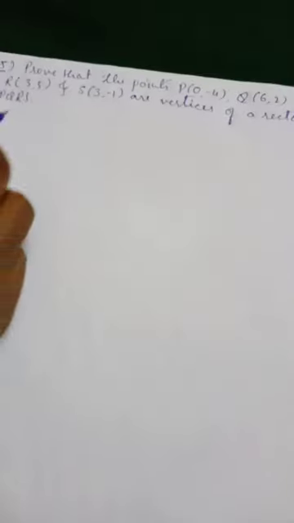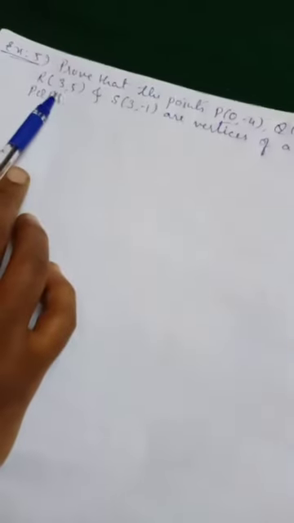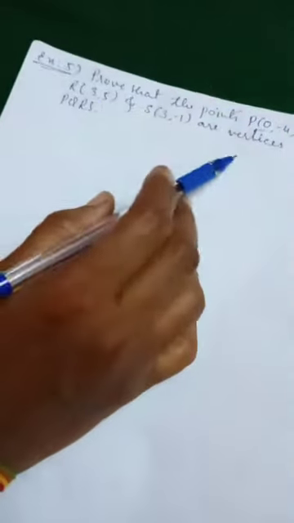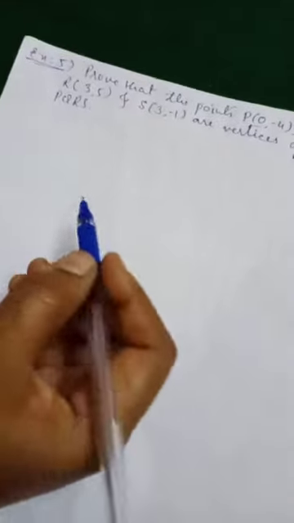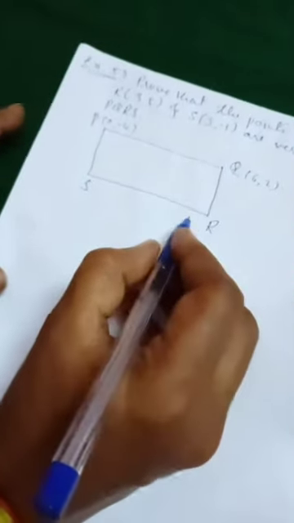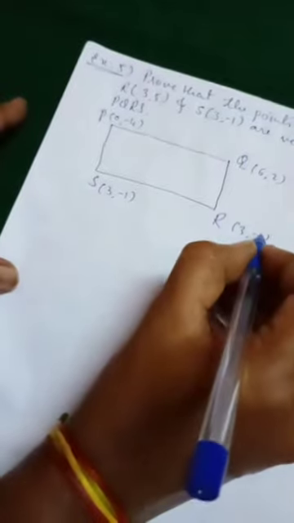That is our fifth question. Prove that the points P(0, 4), Q(6, 2), R(3, 5) and S(3, -1) are vertices of a rectangle PQRS. So what we have to prove? These 4 points are the vertices of a rectangle. Let us draw the quadrilateral. This is a rectangle PQRS. The points are P(0, 4), Q(6, 2), R(3, 5), S(3, -1).